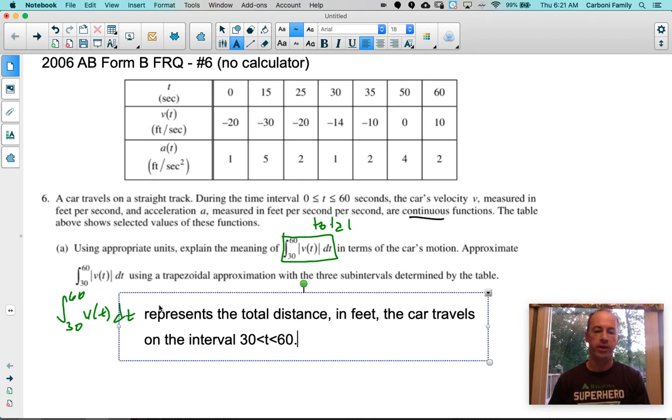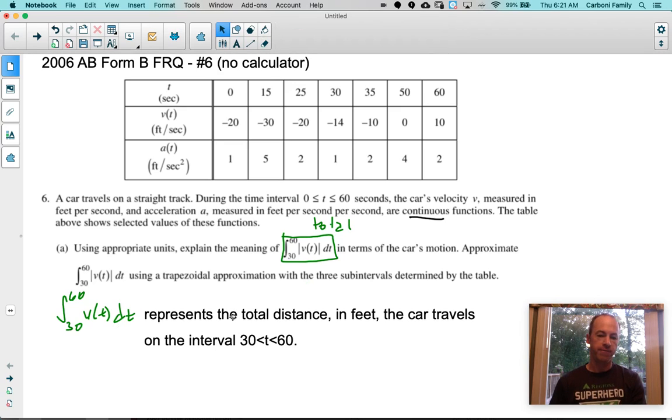So when you are giving explanations and they ask you to include units, first, they shouldn't have to ask you to include units. That should be automatic. What they didn't ask you to do is include the interval. You want to restate everything that is part of the setup. So that definite integral does represent total distance traveled. And then for the second part, to approximate that with a trapezoidal sum, we're going from 30 to 60.